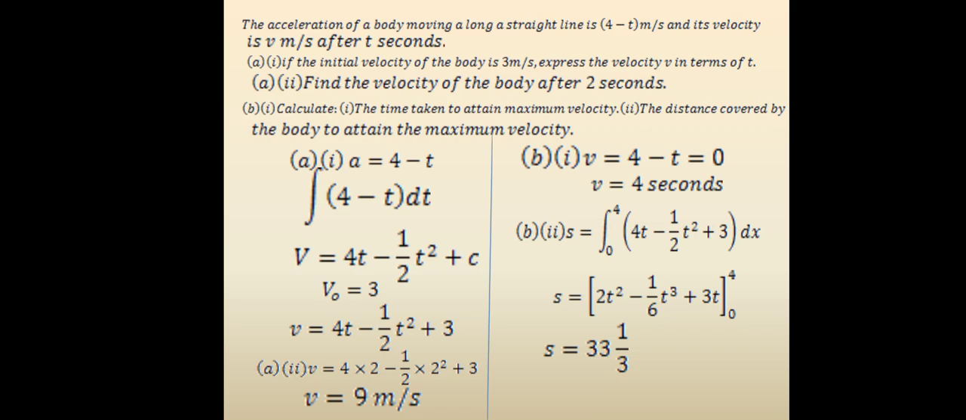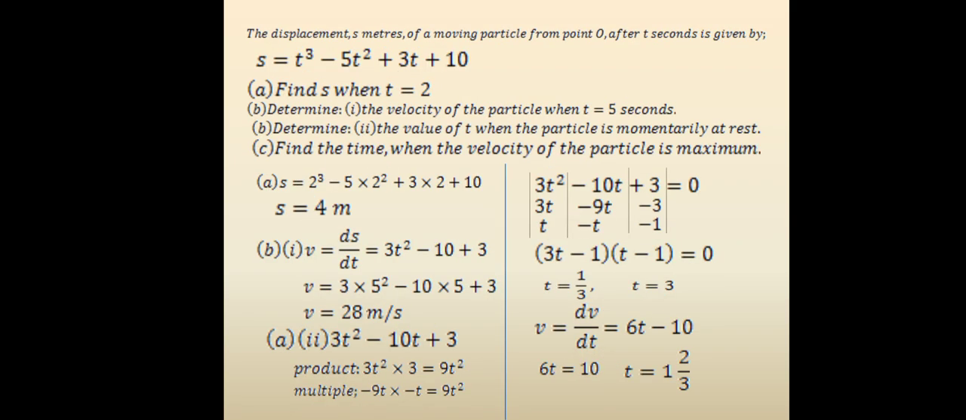The displacement s meters of a moving particle from point O after t seconds is given by s equals t cubed minus 5t squared plus 3t plus 10. A. Find s when t equals 2. B. Determine 1. The velocity of the particle at t equals 5 seconds. 2. The value of t when the particle is momentarily at rest. Find the time when the velocity of the particle is maximum.